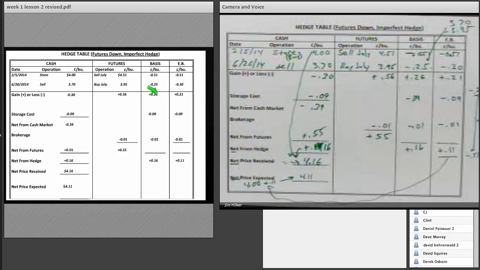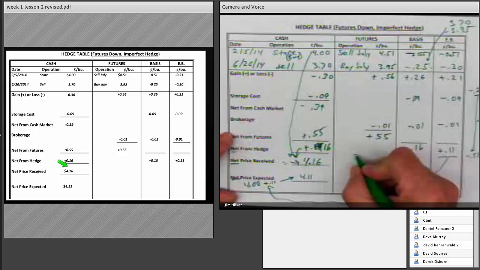Okay, let's say it went up. The basis was 5 cents thinner. When we go over to this, we made 5 cents more, or excuse me, 5 cents stronger. Prices up, and we did 5 cents better. This column did not change any from when futures prices went down. So we've gone through these different hedges again.